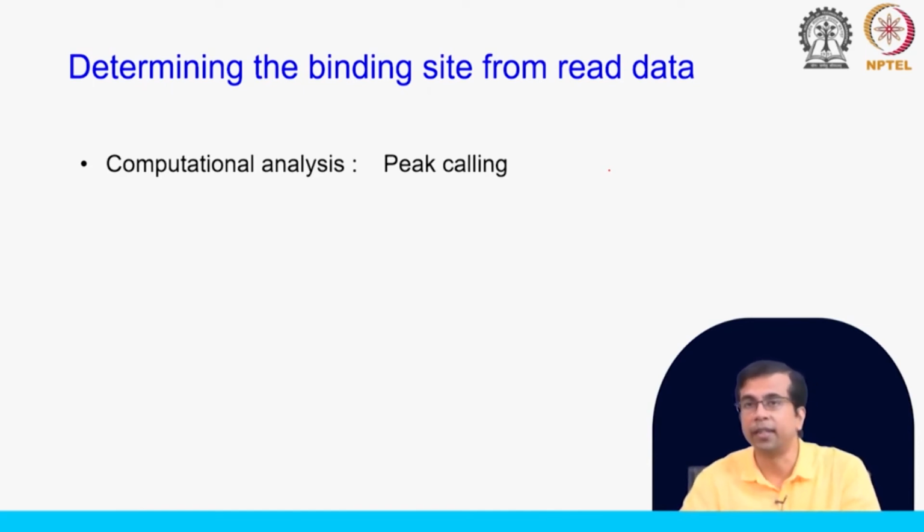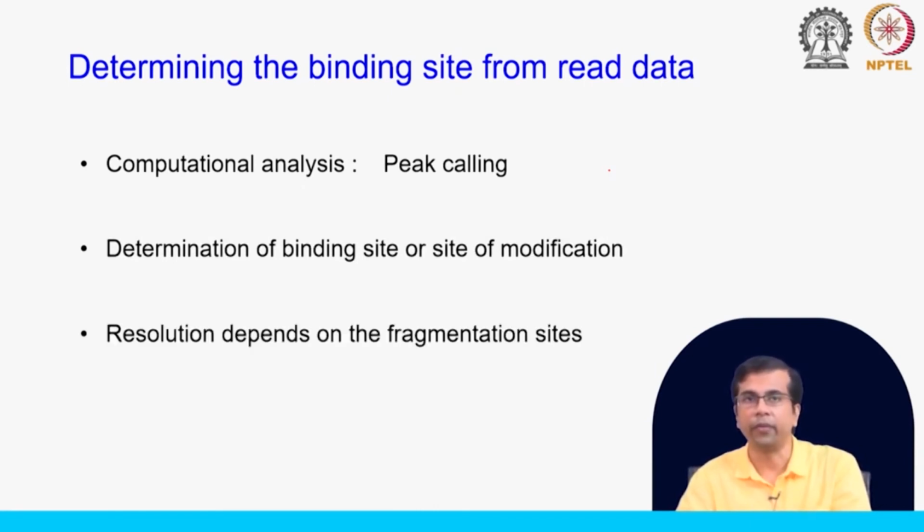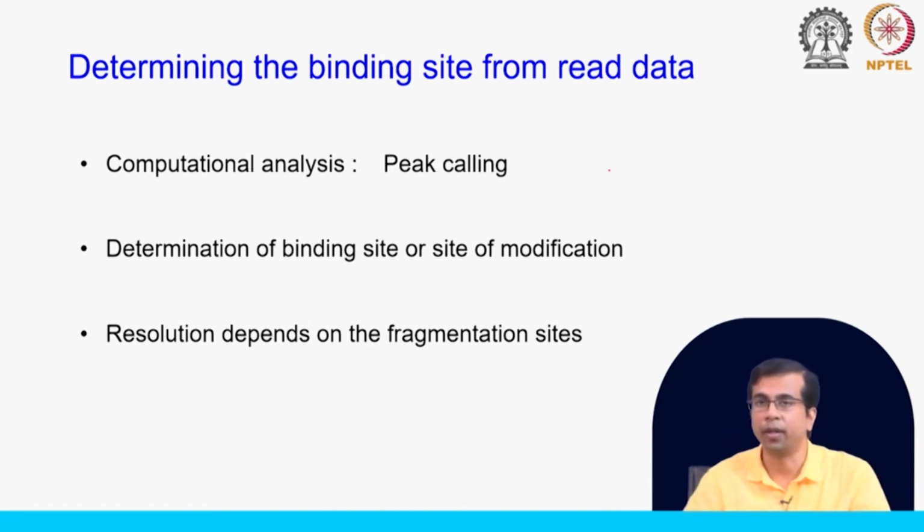Okay, but then again this is an inference or prediction based on the distribution and it is not actual observation. So this is what this method will do. It will determine the binding site or site of modification, and the resolution depends on the fragmentation sites. Again, these fragmentation sites are not controlled in most cases. They happen randomly, and this resolution is dependent on the fragmentation sites.